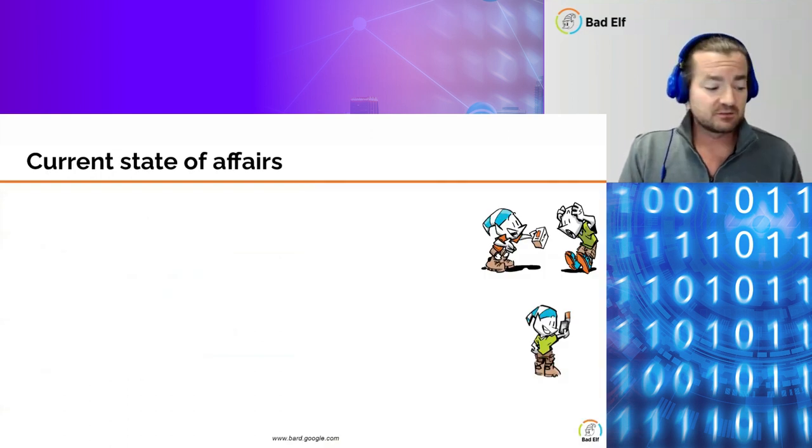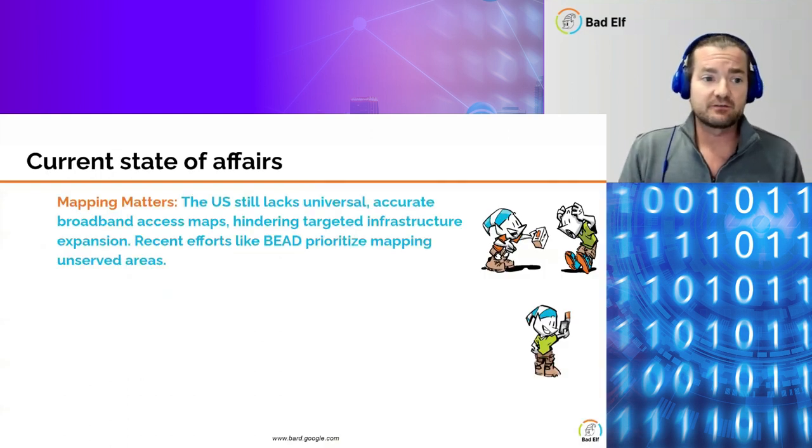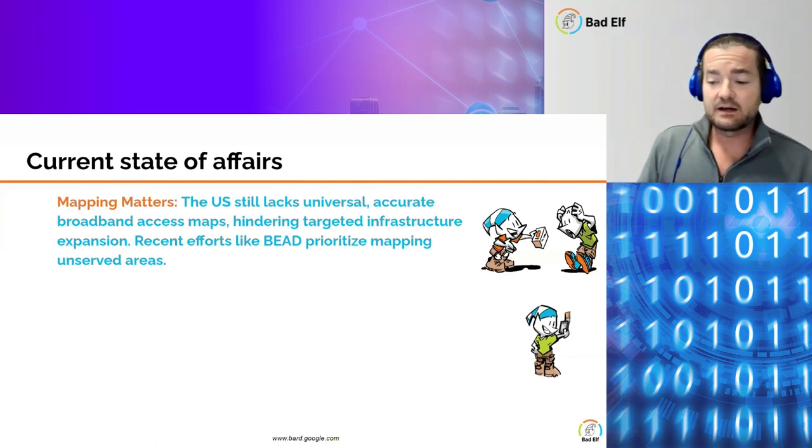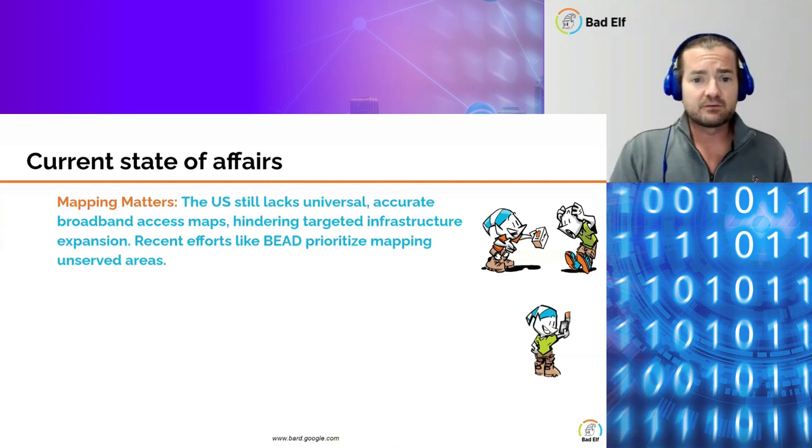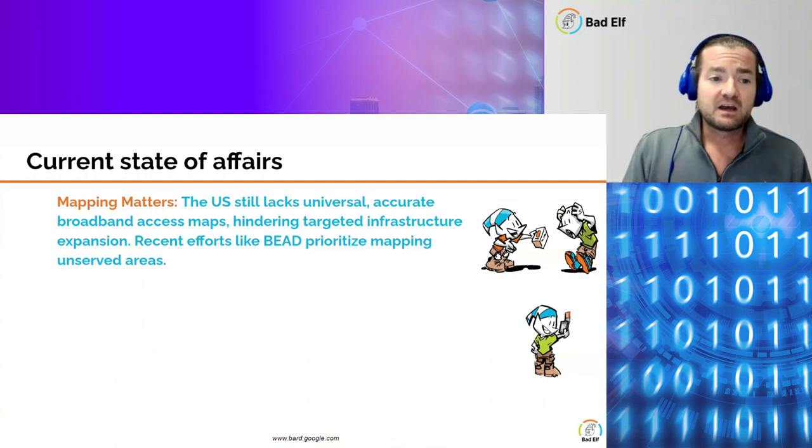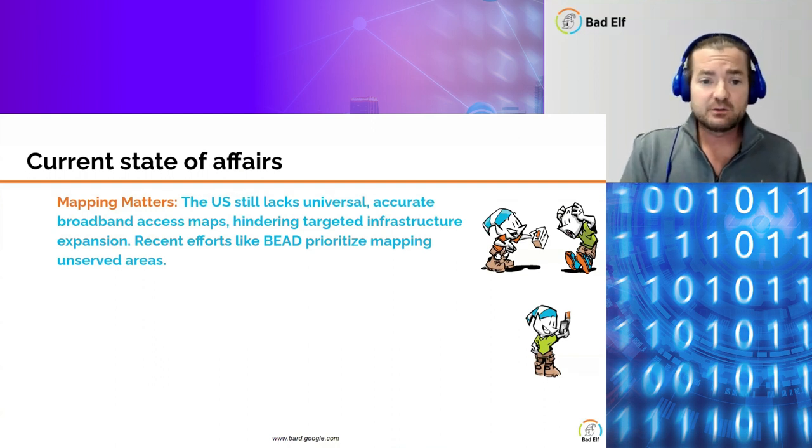So, current state of affairs, building on what Catherine just laid out in front of us. I'm going to read these, even though you're not supposed to really read off of the screen, but I think it's important. Mapping matters. The US still lacks universal accurate broadband access maps, hindering targeted infrastructure expansion. Recent efforts like BEAD prioritize mapping unserved areas. Catherine mentioned BEAD. We're going to get to that in a moment.